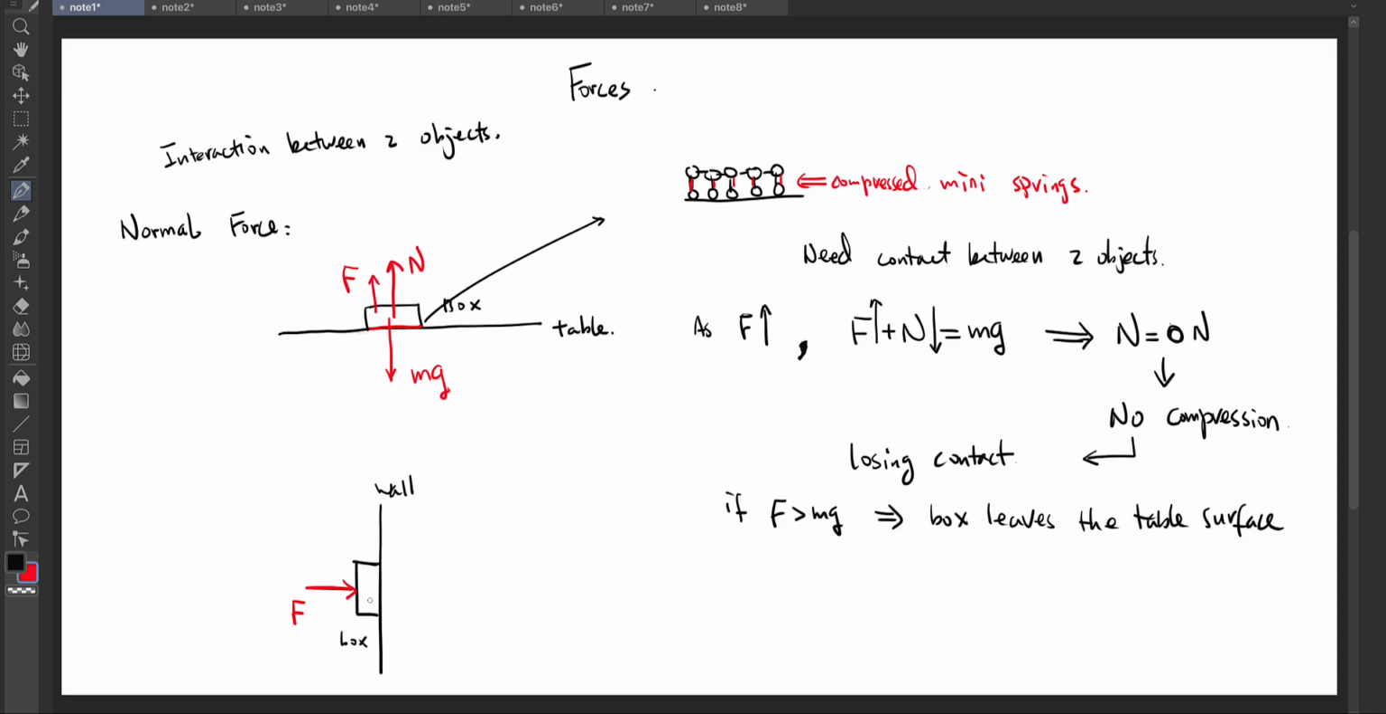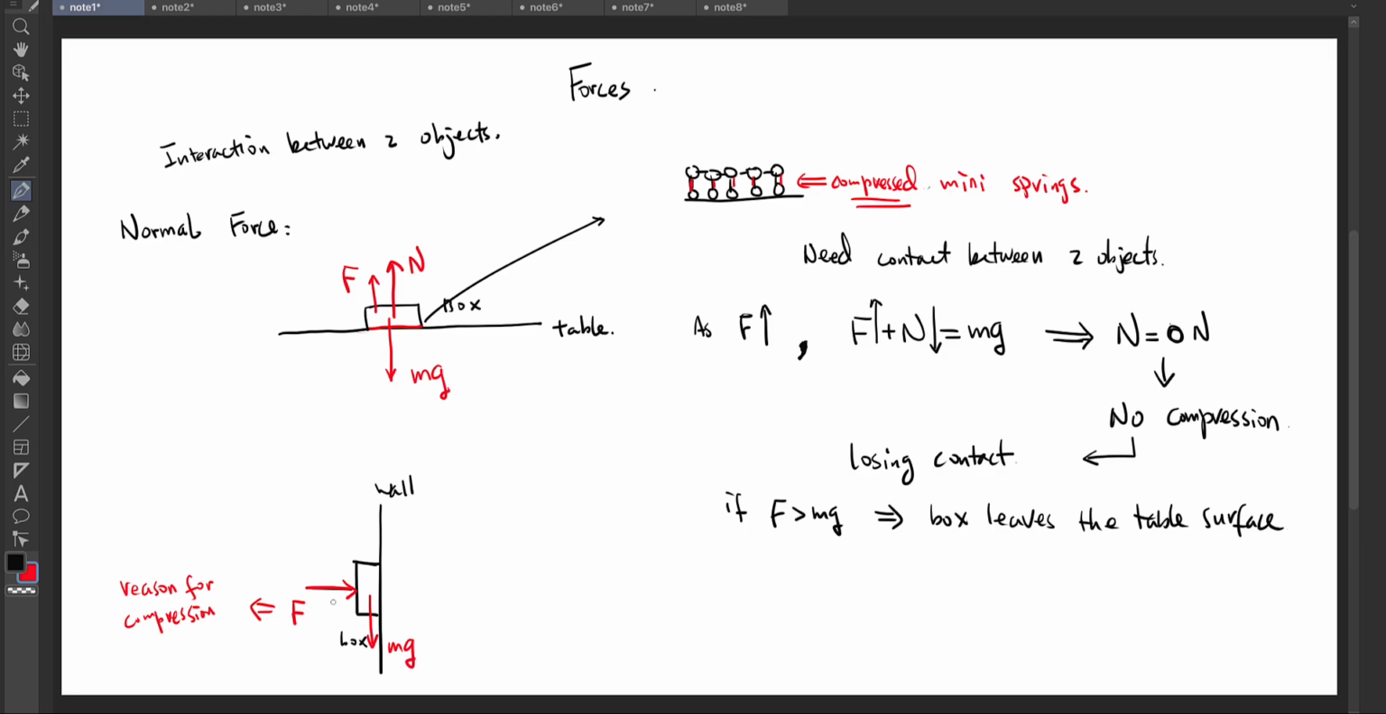So now the gravity is still there. So you can still draw this gravity mg pointing vertically down. But the gravity now is not the reason for the compression of the chemical bonds on the surface. Now it's the pushing force. Okay, so F now is the reason for compression. And that F is the reason that we have the normal force.